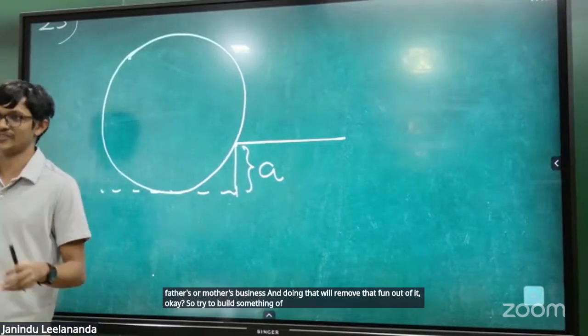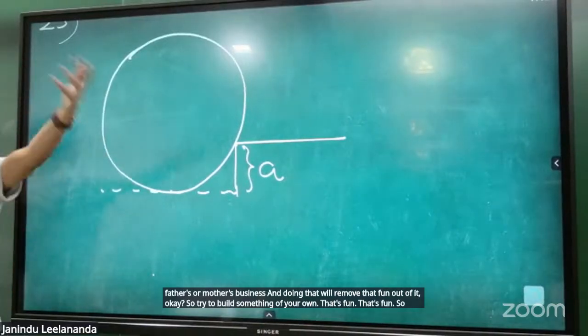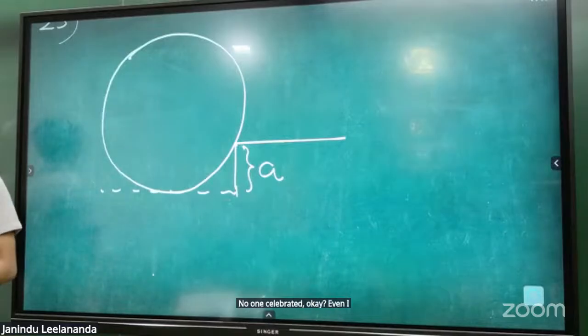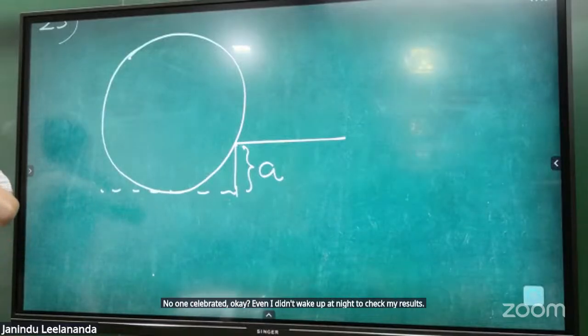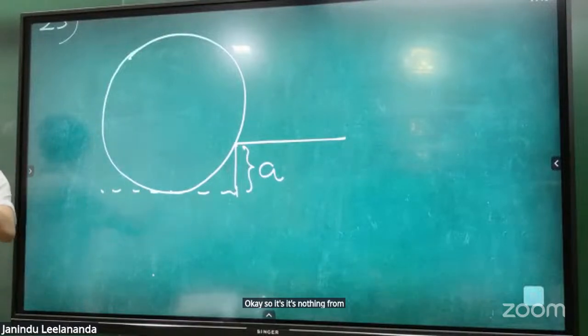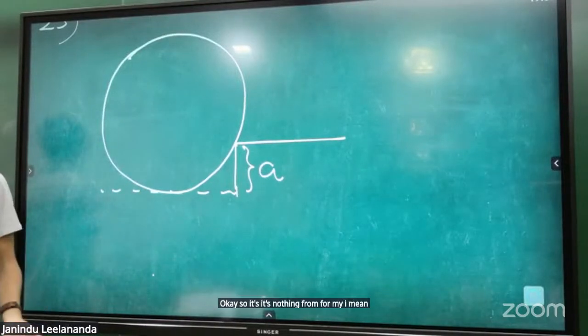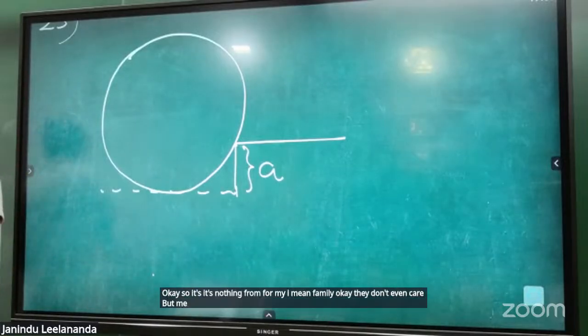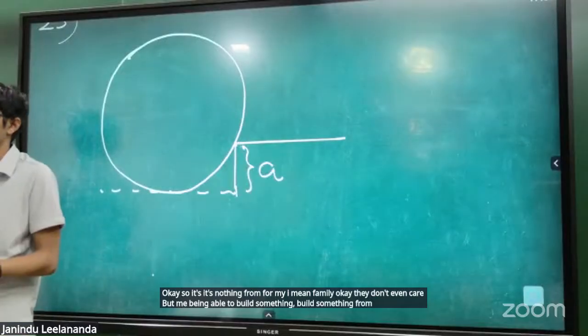That's fun. For me, being selected to the University of Moratuwa, no one celebrated. Even I didn't wake up at night to check my results. It's nothing for my family. They don't even care. But me being able to build something from scratch, it's something new for me. So that's what I enjoy.